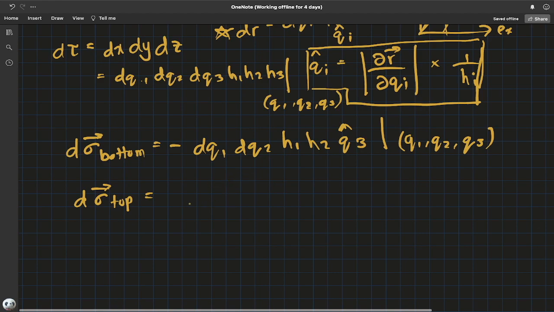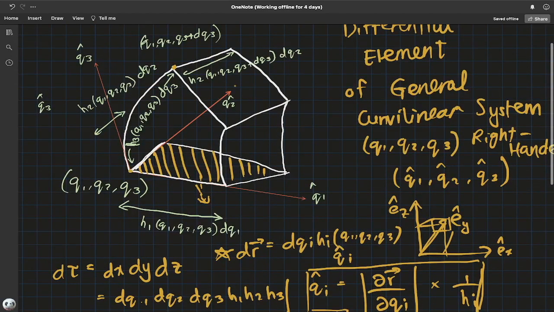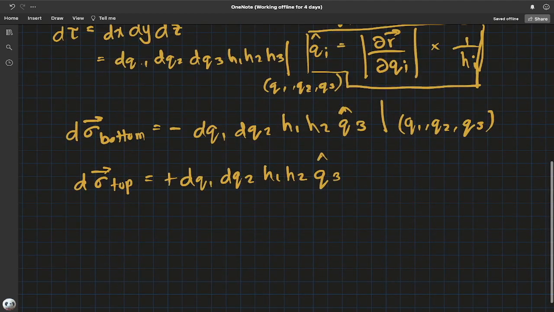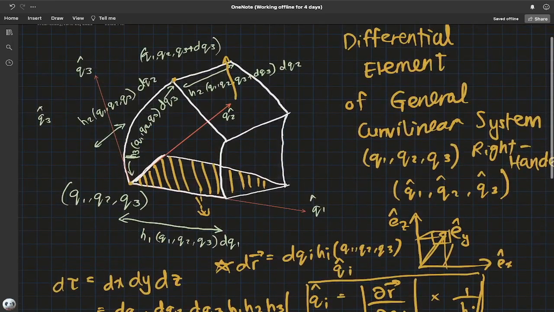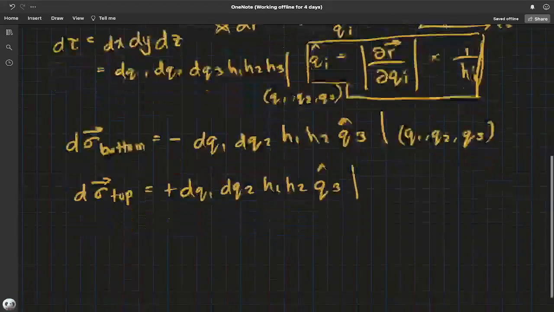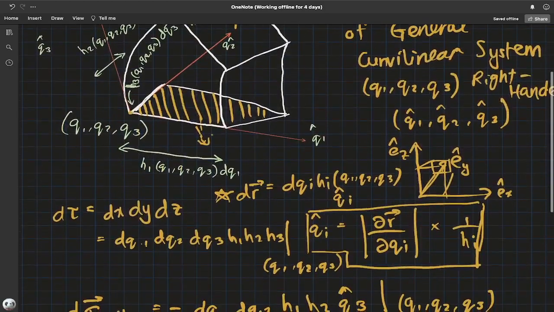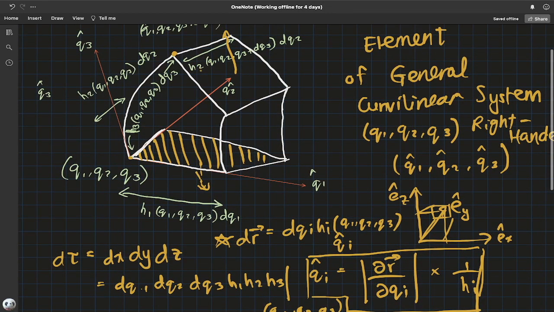And for the top, you have the same thing, h1, h2. No, we have a positive because the orientation is like positive q3 hat on top. But since we are at the top face, the reference point is now this. So evaluate that at q1, q2, q3 plus dq3. You can repeat this process for any face, any two faces, so this right face or this left face or whatever.